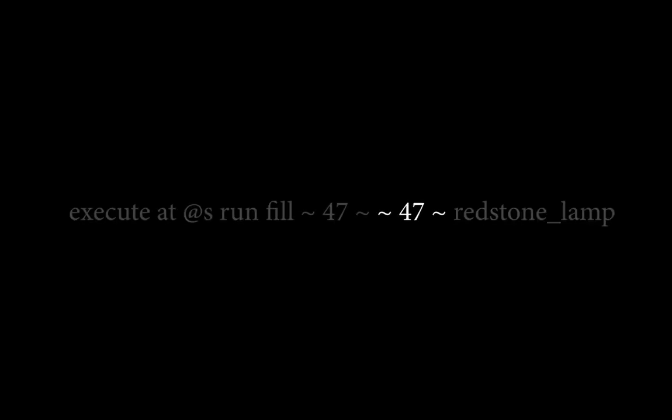So if you think of it as if you have a box or a square, the top corner is going to be your first set of 3 coordinates. And then the opposite corner of that is going to be your second set of 3 coordinates. And so this is going to be what makes the space that you fill in. And then after that, you can put in the block ID of what you want to fill the space with. In this case, we're going to be using the redstone lamp.